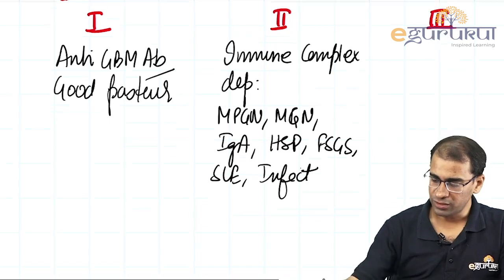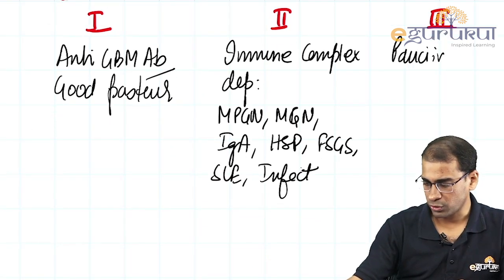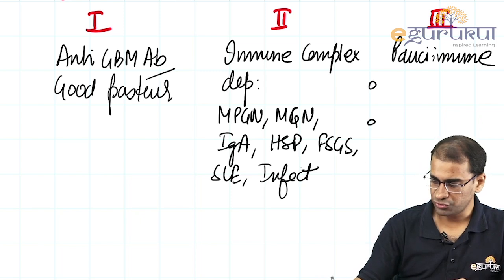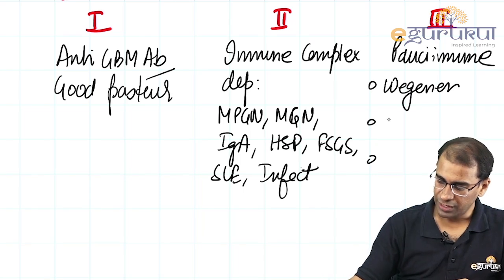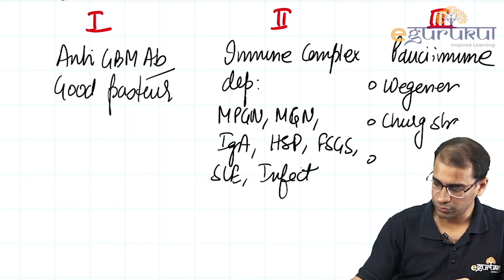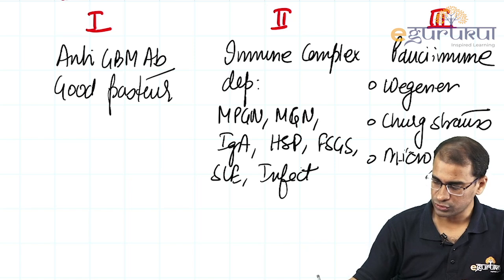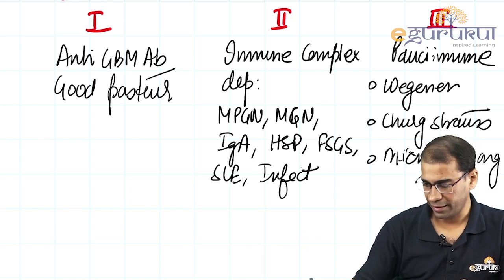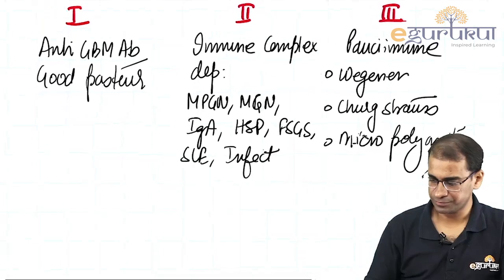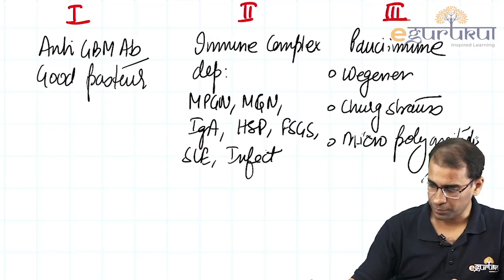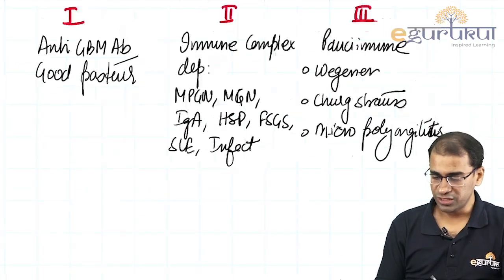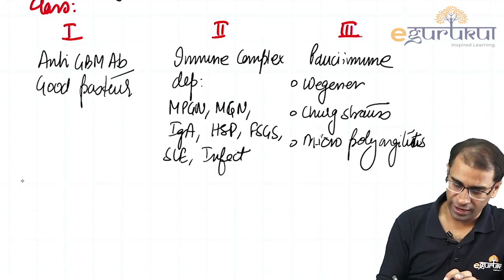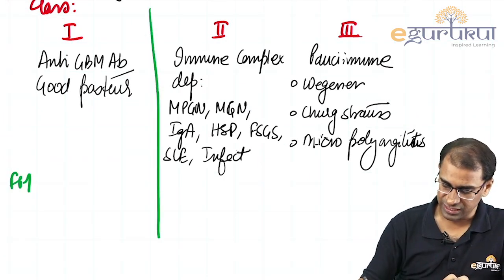The type 3, remember, is pauci-immune. Pauci-immune means 3 diseases will be included: Wegener's granulomatosis, Churg-Strauss syndrome, and microscopic polyangiitis. So these classifications are very, very important, especially if you add the FM finding in these 3, it becomes even more important.